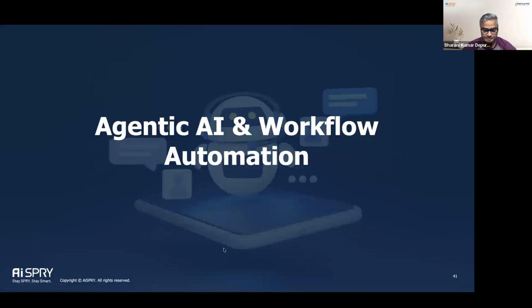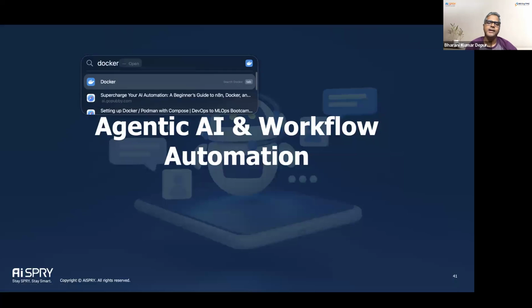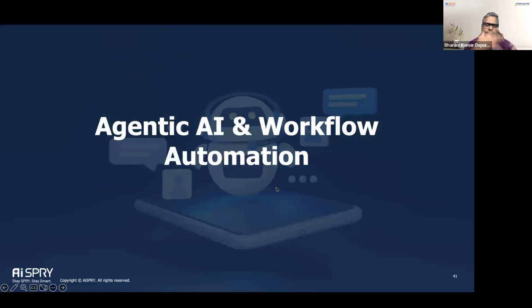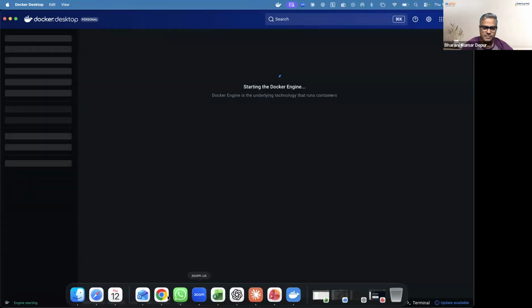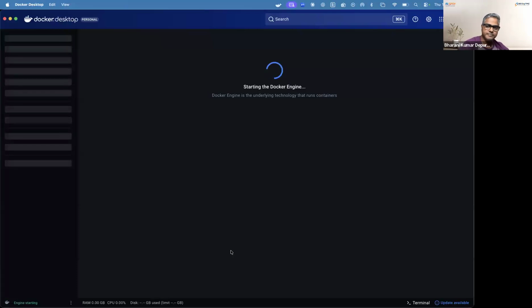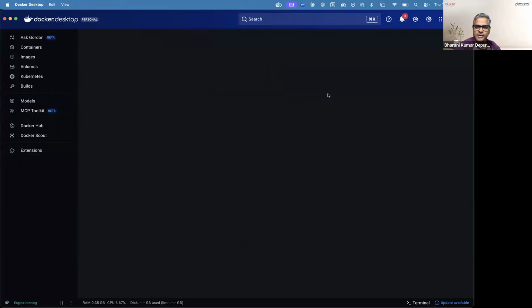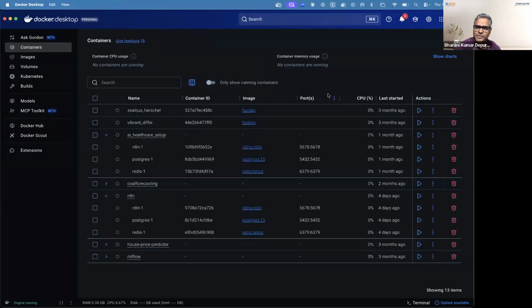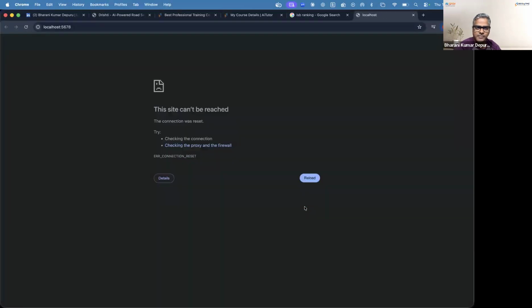Then we have agentic AI. In agentic AI, you will learn all these Docker and all of that. But in an agentic AI solution, you can automate the workflows. We'll talk more about that. We'll let this Docker come up and then I'll explain more. I'll have to restart my computer every now and then. N8N, right? N8N is a workflow orchestration tool. I will discuss more.